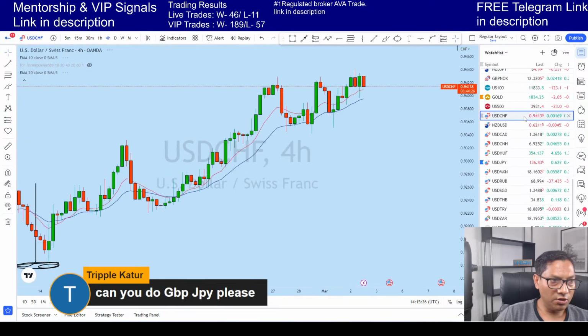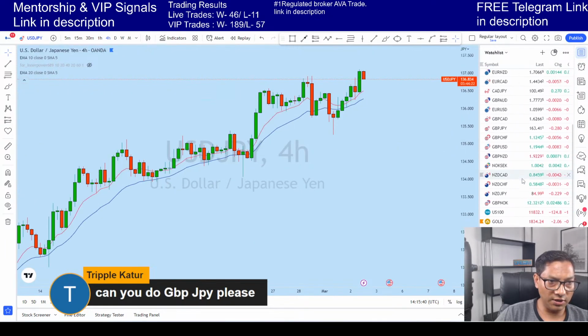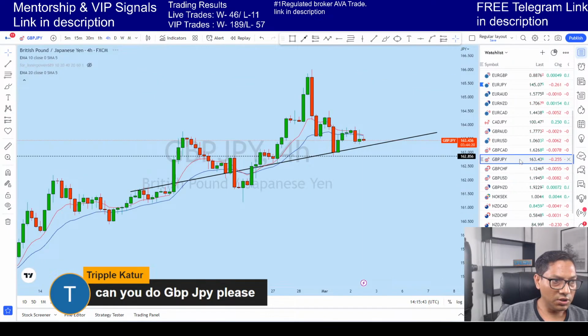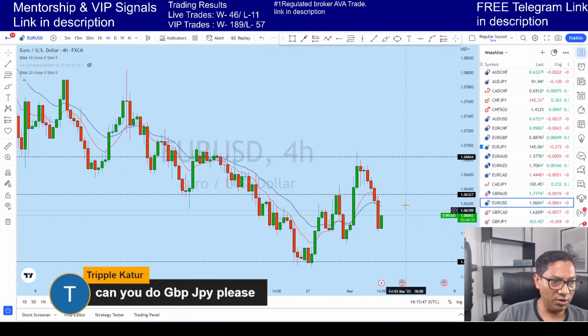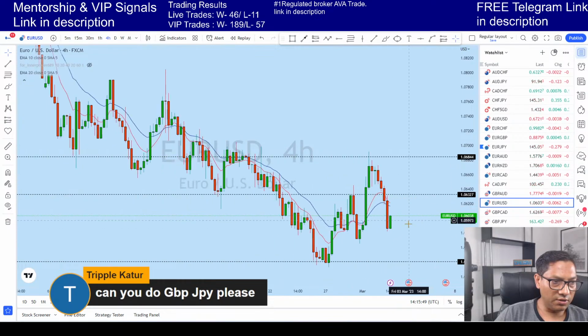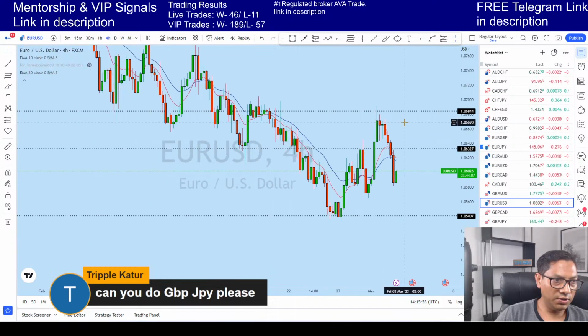So basically, dollar Swiss franc has had a false breakout. Dollar yen also looks like a false breakout. So GBP/JPY, we might see support from here, and on euro dollar, you can see that from this support we see some bullish move coming up on this one here as well.